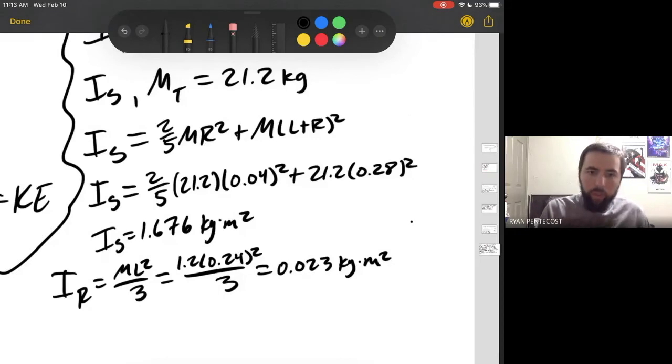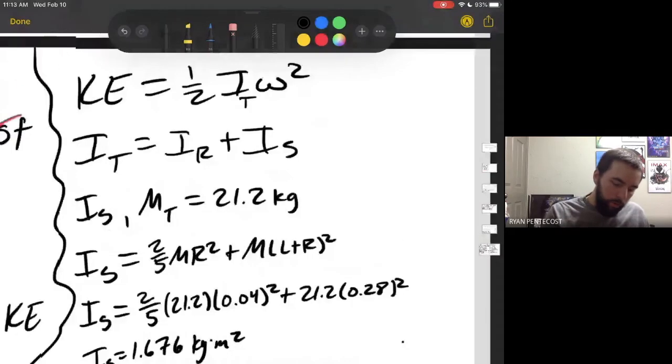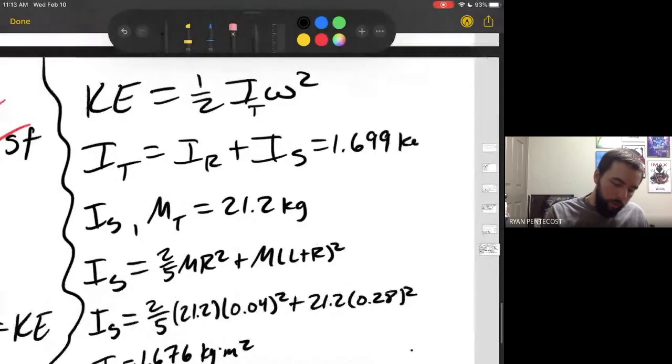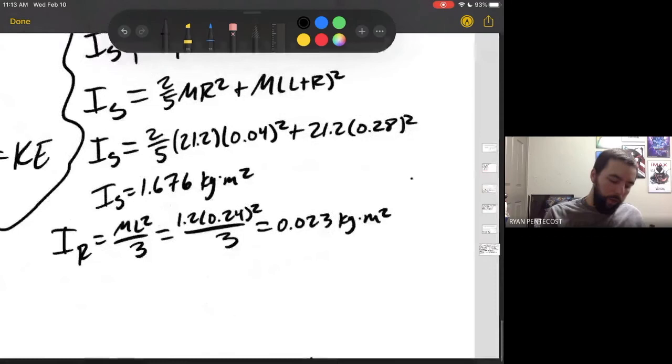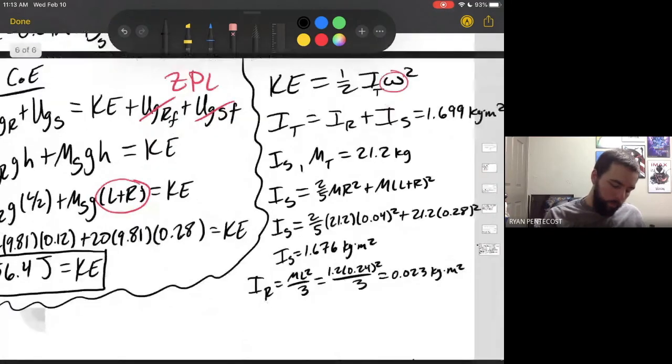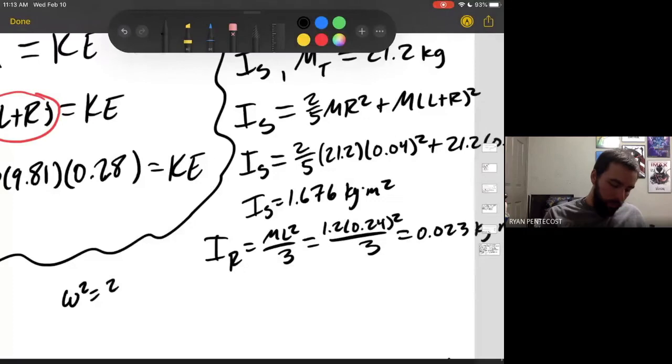I got 1.699 kilogram meters squared. Now that's all just to get the angular velocity here. So to get angular velocity, omega squared is 2 times the kinetic energy divided by the moment of inertia. And then we'll square root that to get rid of the square.